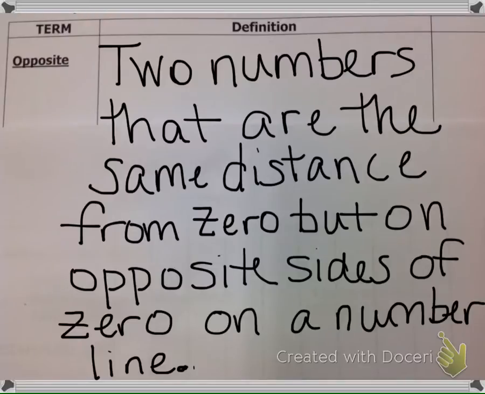The first term we're going to talk about is opposite. An opposite is two numbers that are the same distance from 0 but on opposite sides of 0 on a number line. I did that ahead by accident, so I apologize, but you may pause right now to get that definition down and then move on to the examples.